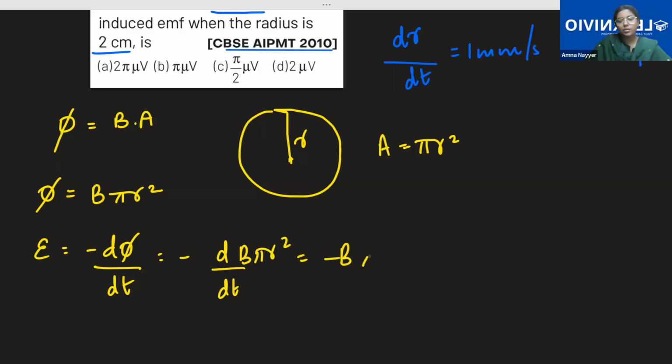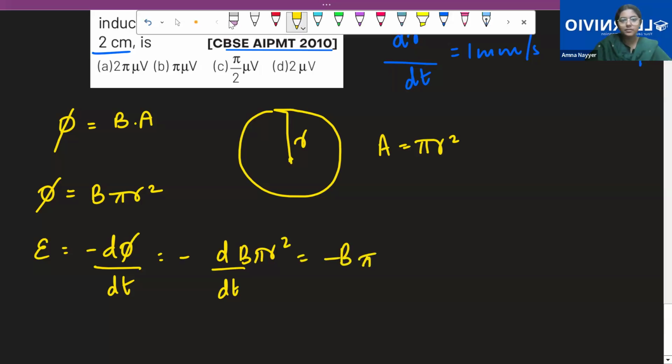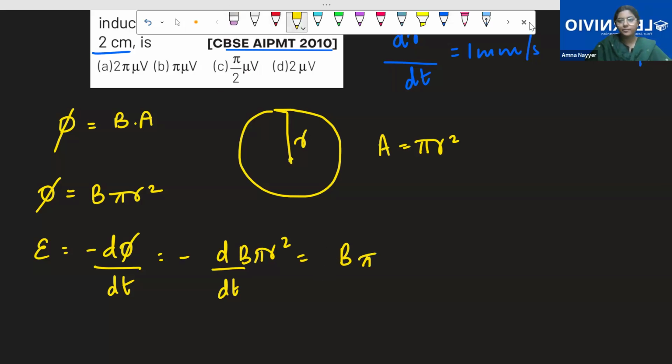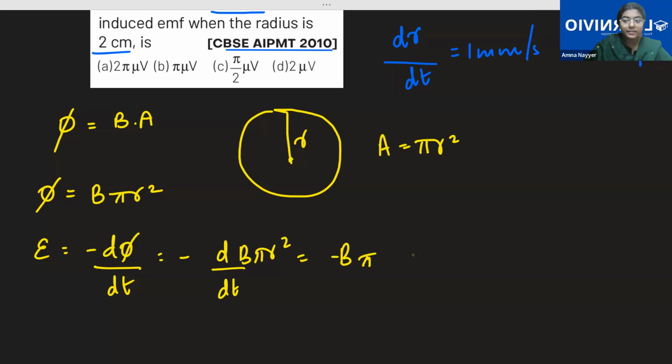B, the magnetic field, will come out, with the minus sign. Now R square is left, so when you differentiate, you get 2R, and dr over dt is left here. 2R comes out because of differentiation and dr over dt is left.